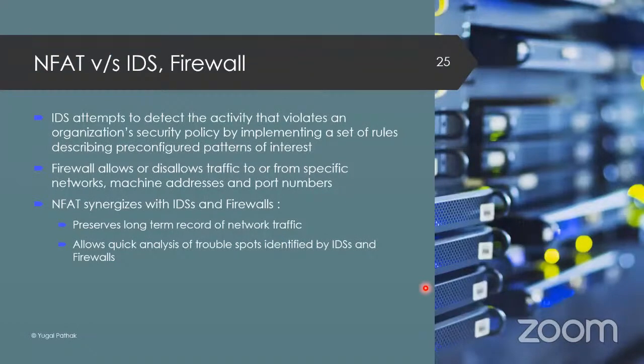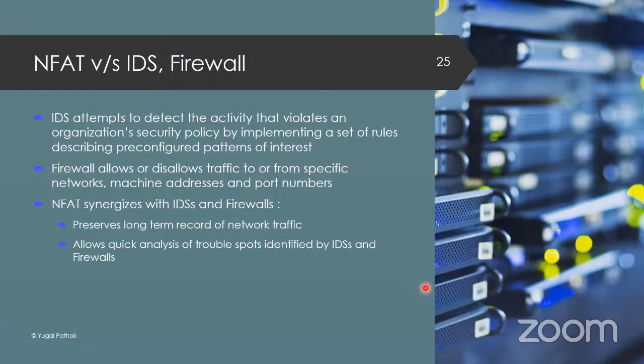Now, network forensic analysis tool versus IDS and firewall. There is a very big confusion regarding it, and I would like to clear it up. IDS basically attempts to detect activity that violates the organization's security policy by implementing a set of rules. A firewall allows or disallows the traffic from a specific network and basically controls the traffic movement.